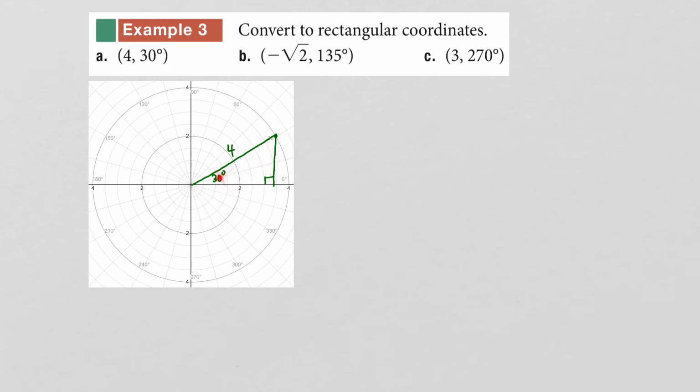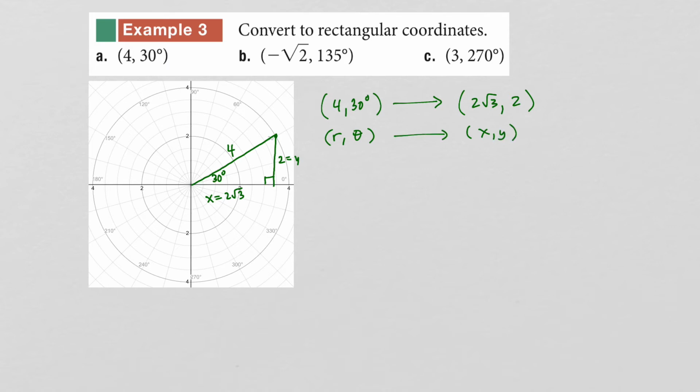So this leg over here is opposite 30 degrees. So it has to be the short leg. And the short leg is always half of the hypotenuse. So we know this is 2. And then the longer leg of a right triangle is radical 3 multiplied by the short leg. And so that's going to be 2 times radical 3. And so you can see your x-coordinate is 2 radical 3, and your y-coordinate is 2. So the point (4, 30 degrees), when you convert it into rectangular coordinates, is (2 radical 3, 2), right? So here we have the r, theta, and here we have the x, y. So this is one way to do the conversion.